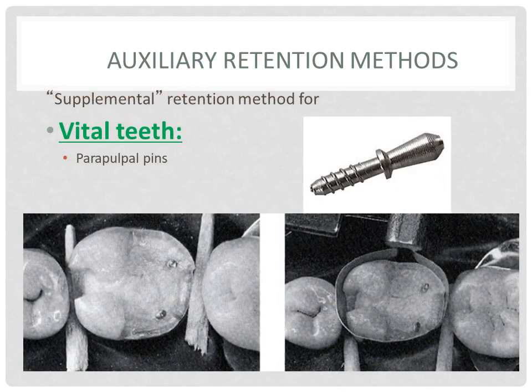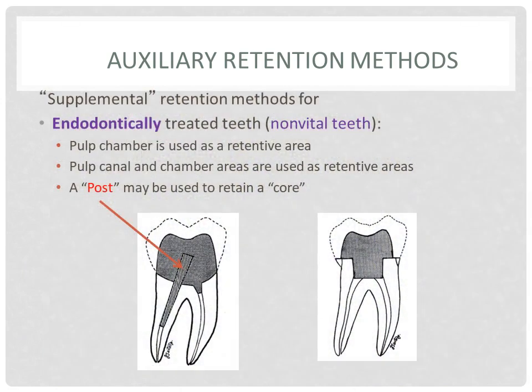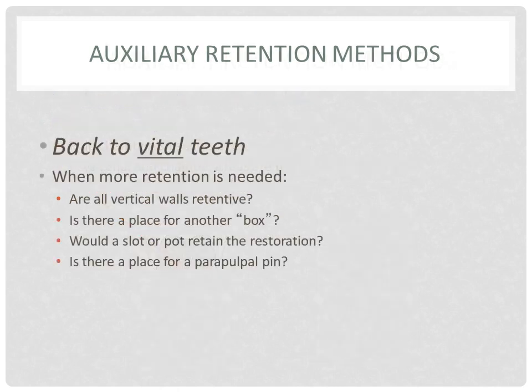When the tooth is vital, a parapulpal pin is an option. Recall that para means beside, adjacent or near, so these pins are adjacent to the pulp. For non-vital teeth, we have another retentive method, that is called a post. Pins are parapulpal, and posts are within the pulp space of an endodontically treated tooth. Now back to vital teeth.